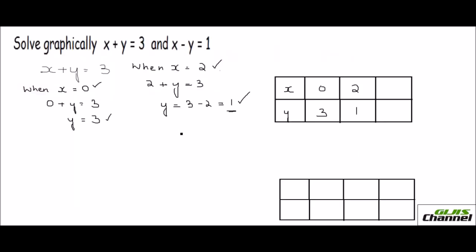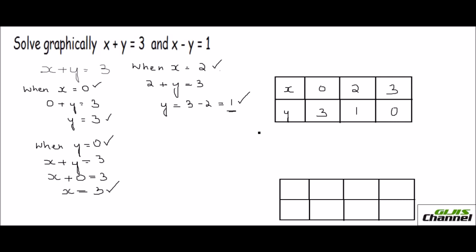And now let's take the y value as 0, okay? When y equals 0, what happens to your x? So it is x plus 0 equals 3, right? x plus y equals 3. So here you have taken your y as 0. So that is x plus 0 equals 3. And hence your x is 3. Okay. When y is 0, your x is 3. Did you understand how I got this table done?